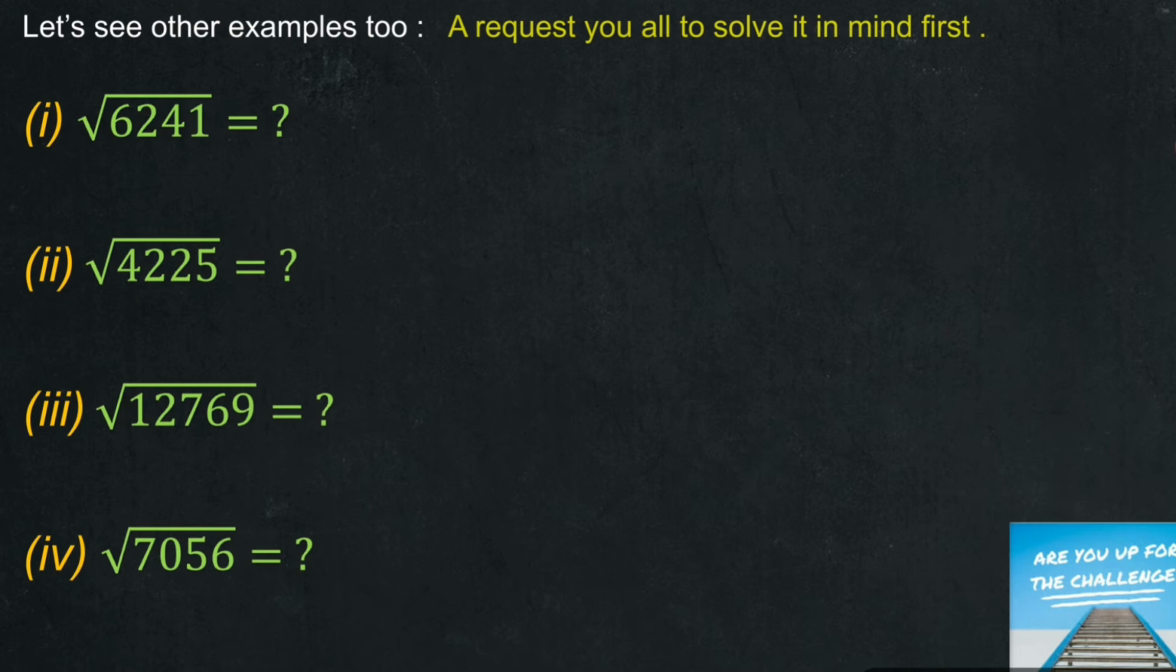Alright, so 6241, first question. 6241 ends with 1, so 9 or 1 is at the unit digit of the square root. 41 cancel, 62, so 49 is just smaller. 49, so 7 into 8 is 56, which is smaller, so the bigger number will come. That means 79 must be our answer.